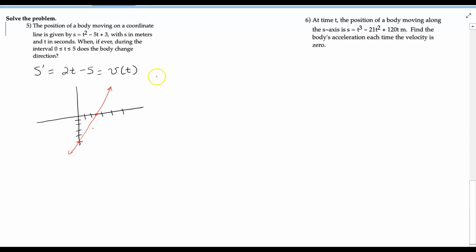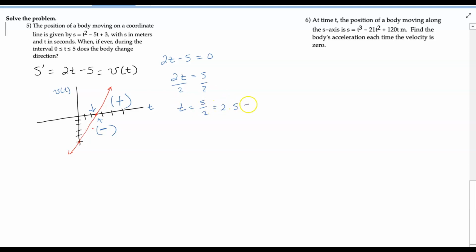But notice what happens if this is the graph of the velocity. The velocity is positive above the axis, and it is negative below the axis. So this is the graph of the velocity versus time. So where does it change direction? Right there at that point. In order to figure that out, all you have to do is take your 2t minus 5 and set it equal to 0. So we get 2t equals 5, and we divide both sides by 2. It happens at 5 over 2 seconds, which is 2.5.